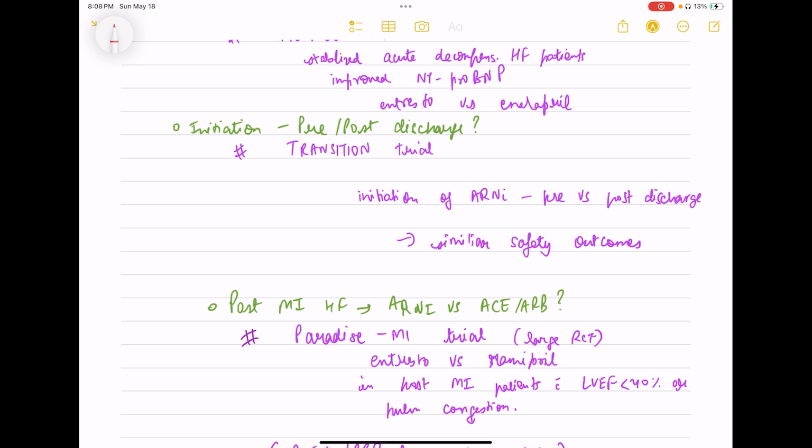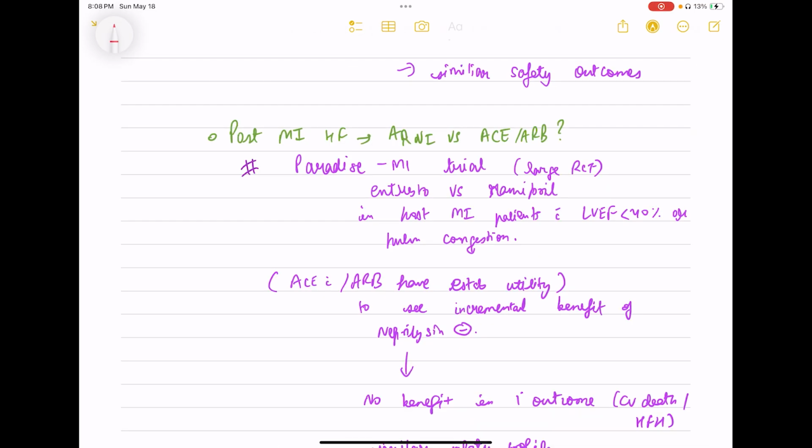And there's further studies like the STRONG trial, which we'll go over later on, which shows that rapid initiation and uptitration of all the GDMT actually is pretty beneficial to reducing hospitalization.